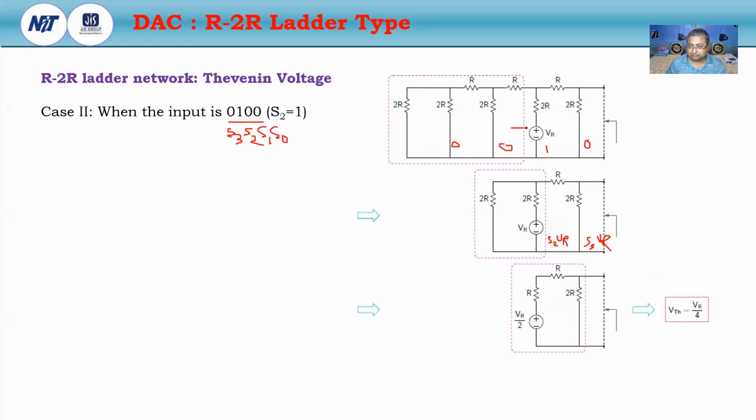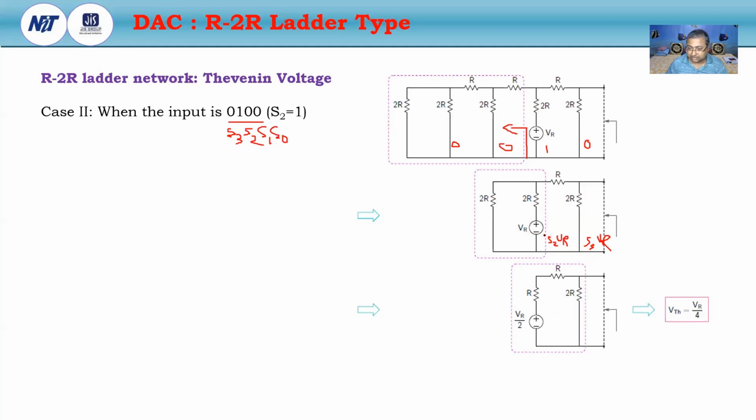So the Thevenin resistance is like this. The Thevenin resistance is R, so R plus R is 2R, in parallel with this 2R. Here this is R, 2R, in parallel with this 2R. For S2 VR, S2 is 1, so the VR is connected here. This is the 2R that is connected with ground, due to S3 being 0. So now the equivalent circuit is like this.